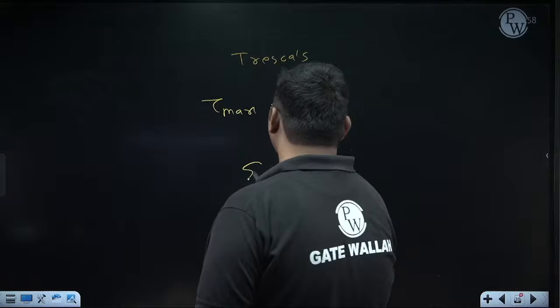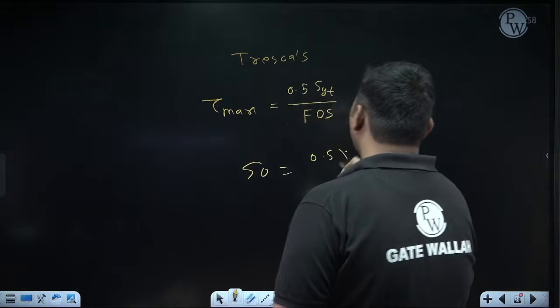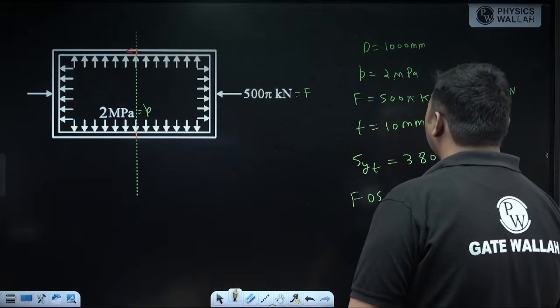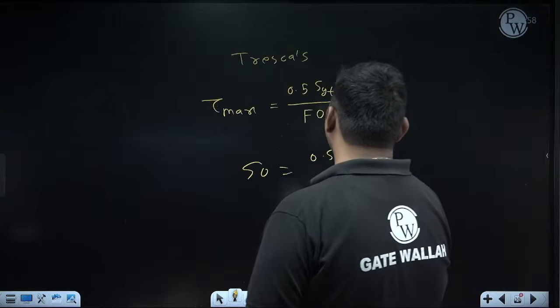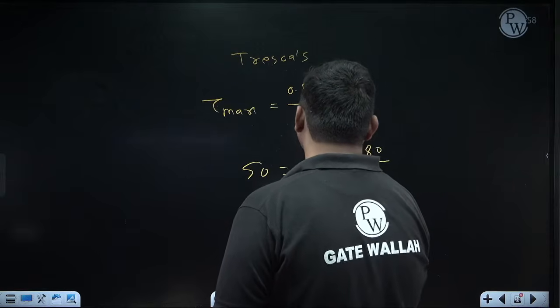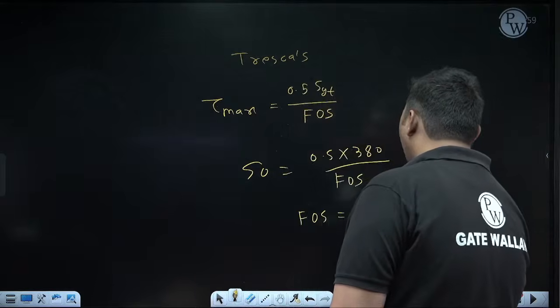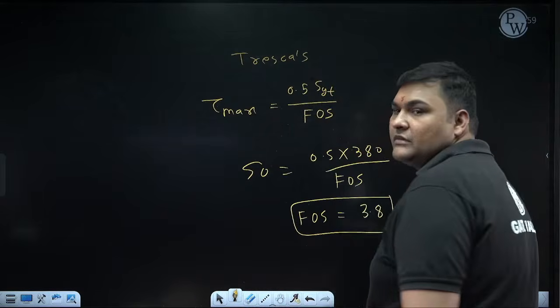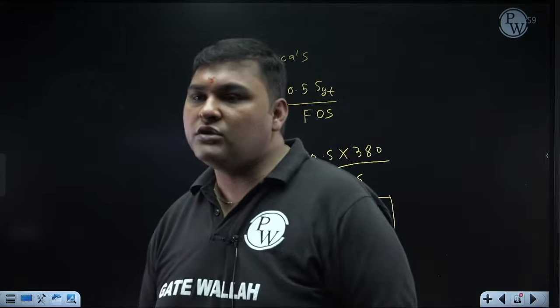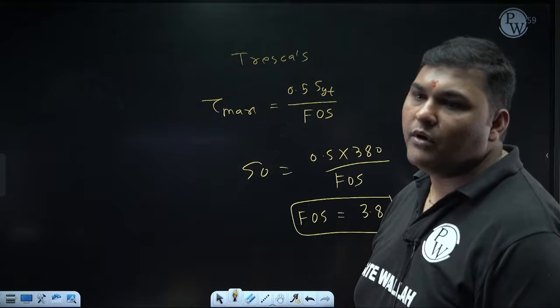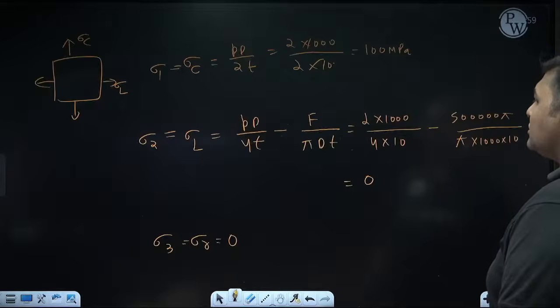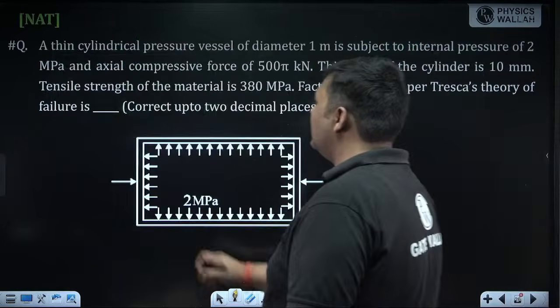Now tau max is 50, that is equal to 0.5 into SYT, tensile strength of the material, which is 380 megapascal, divided by factor of safety. So from this we can calculate factor of safety. How much is it coming? 3.8. You can check the calculation. Very good. So for this question, for mechanical branch, the factor of safety is coming 3.8.